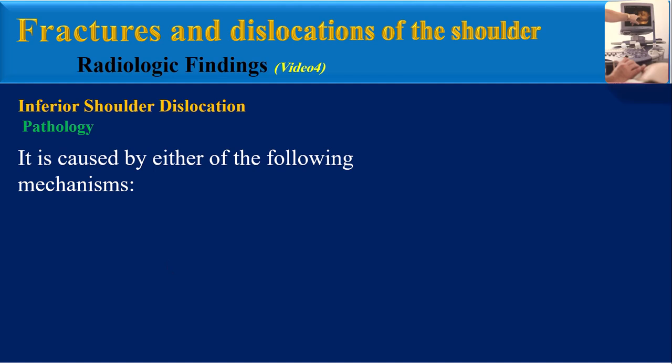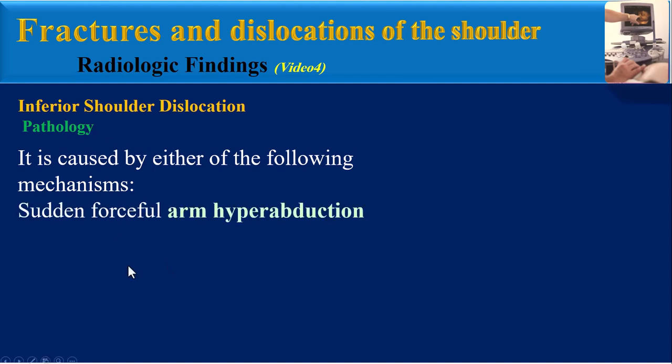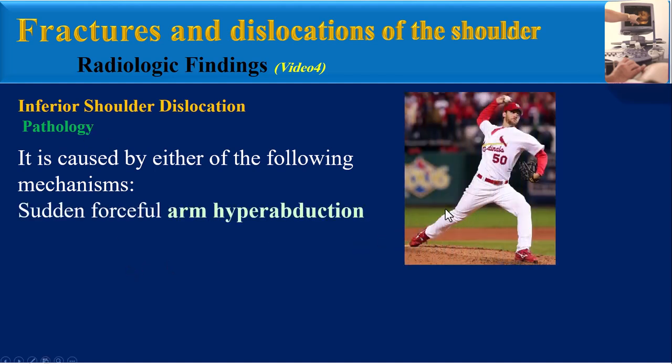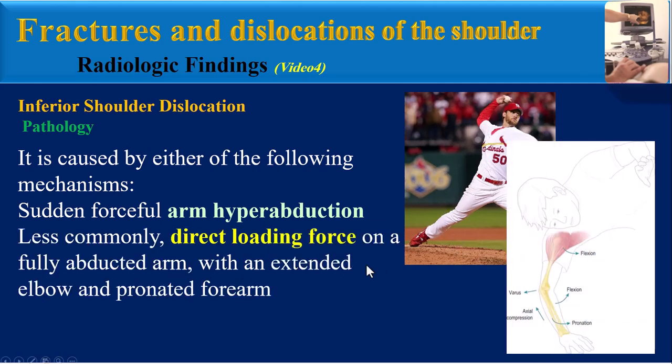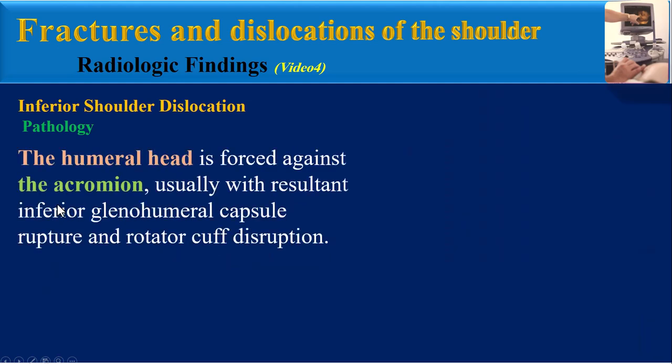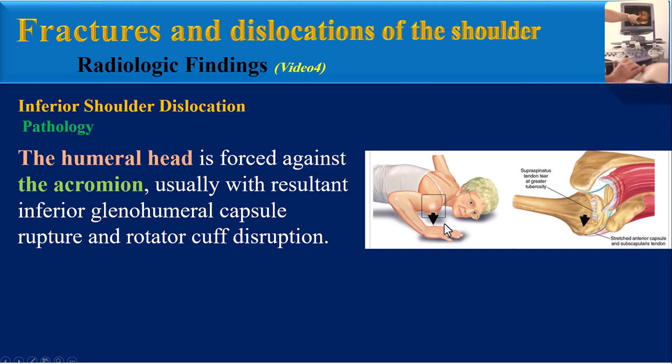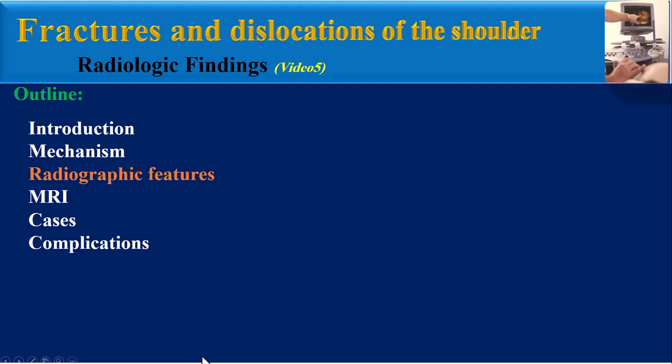Mechanism of inferior shoulder dislocation. It's caused by either of the following mechanisms: sudden forceful arm hyperabduction, or less commonly direct loading force on a fully abducted arm with an extended elbow and pronated forearm. Another mechanism is the humeral head is forced against the acromion, usually with resultant inferior glenohumeral capsule rupture and also rotator cuff disruption.